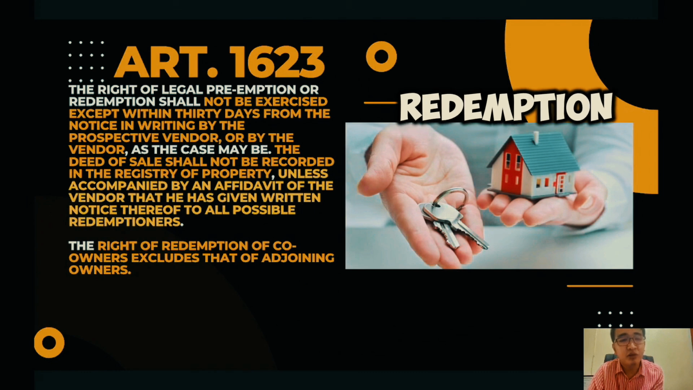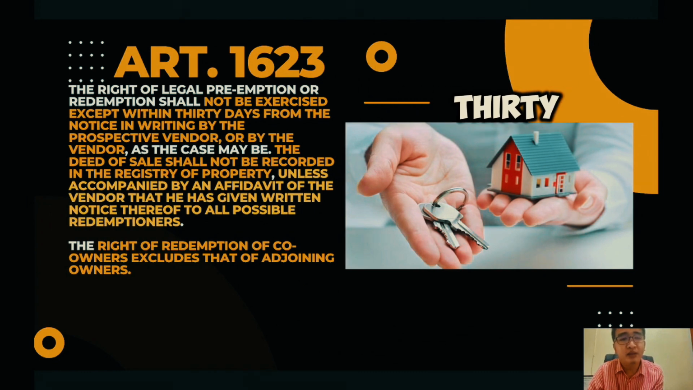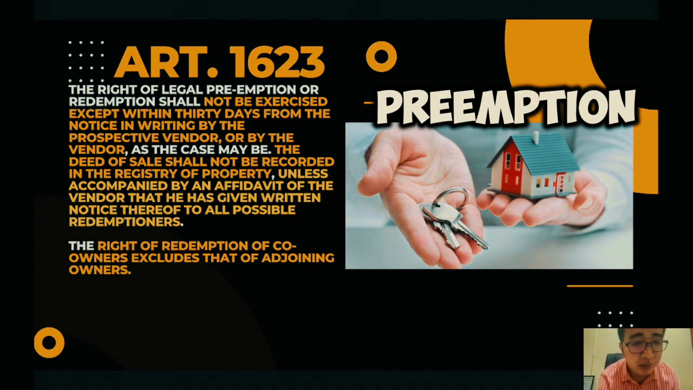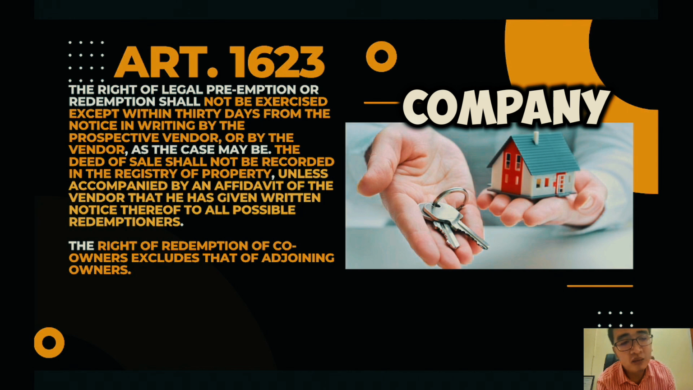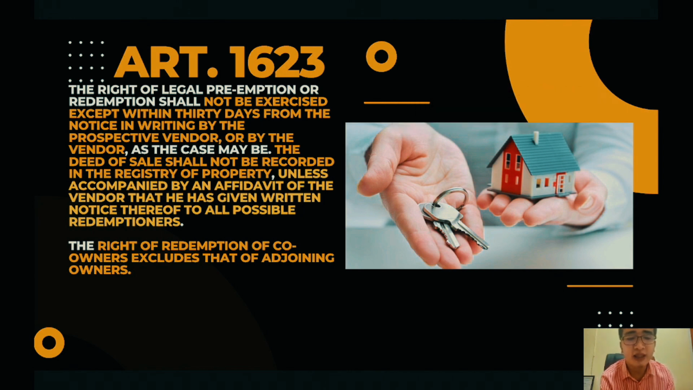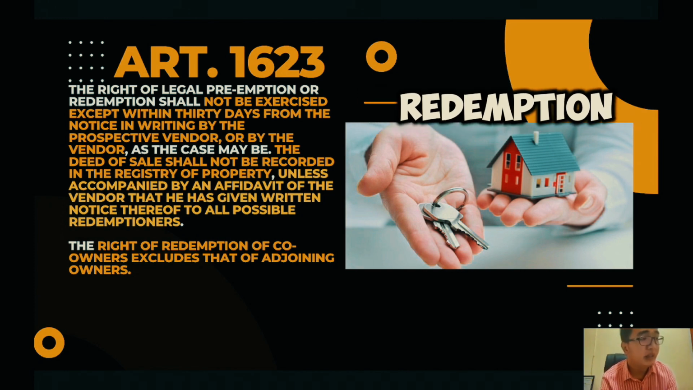Okay? In the last article, I think last na to, 1623, the right of legal preemption or redemption shall not be exercised except within 30 days from the notice in writing by the prospective vendor. So meaning, if you want to exercise your right of redemption or right of preemption, you must give a notice in writing, hindi oral, within 30 days from the sale or by the vendor as the case may be. The deed of sale shall not be recorded in the registry of property unless accompanied by an affidavit of the vendor that he has given written notice thereof to all possible redemptioners.